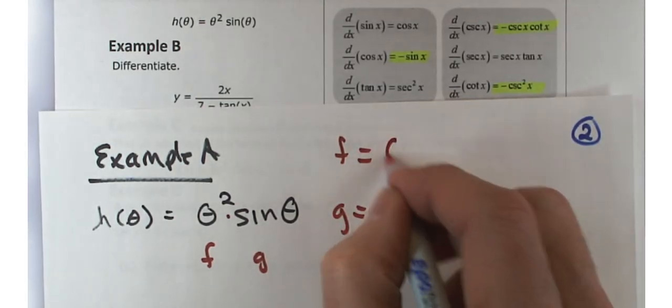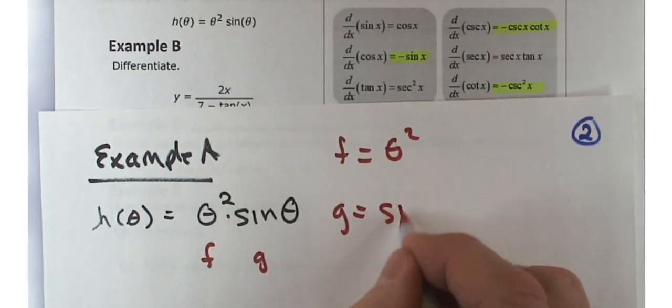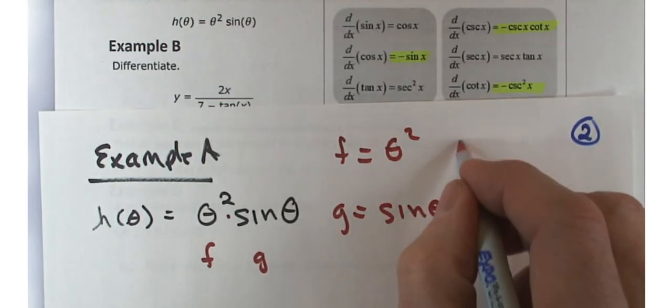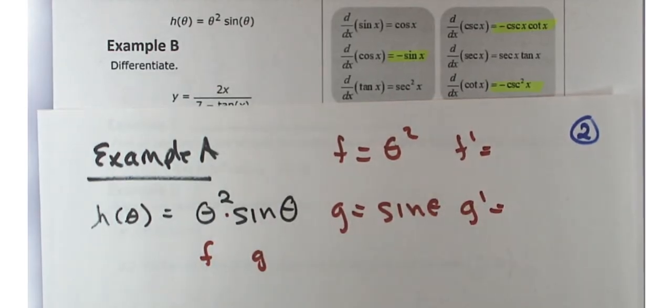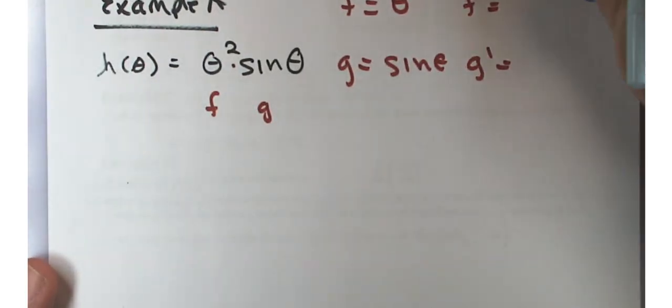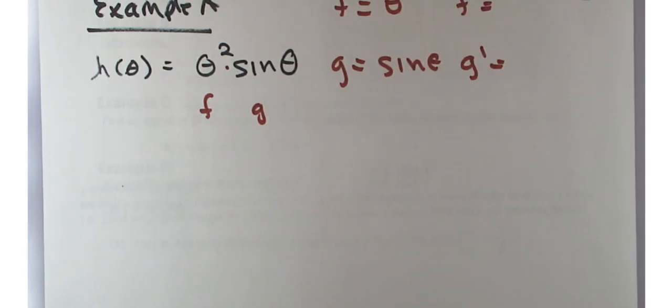F is theta squared, g is sine of theta. And then I'm going to need f prime and g prime. What's f prime and g prime going to be for this one? Omar?